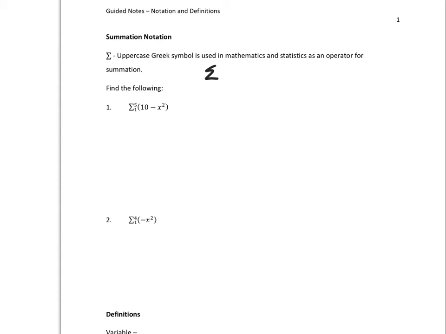Now number 1 could be written as this: x equal 1 to 5. This is the lower index. This is the upper index. And what you're going to do is start with the value 1, and you will substitute that in for x. And then you'll substitute in a 2, and then a 3, a 4, and then a 5. You always go up by 1 each time.